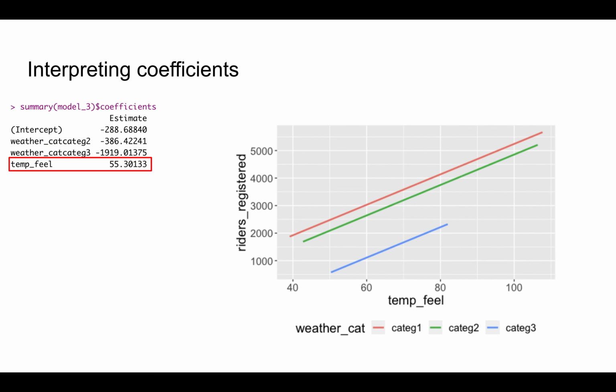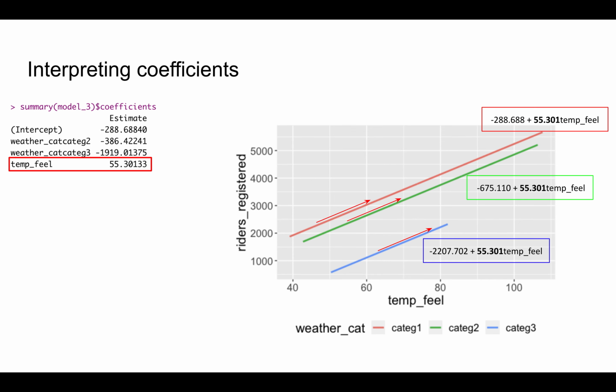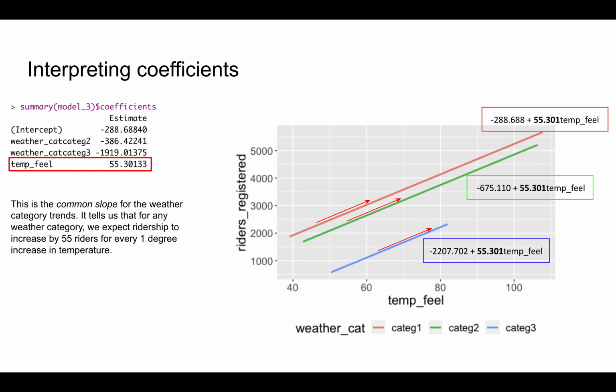Finally, consider the coefficient for a quantitative temperature predictor. This is the shared or common slope for each of the weather category trend lines. As with any quantitative coefficient, this tells us about the expected change in y per 1 unit increase in x. Or in our context, for any weather category, we expect ridership to increase by 55 riders for every 1 degree increase in temperature.